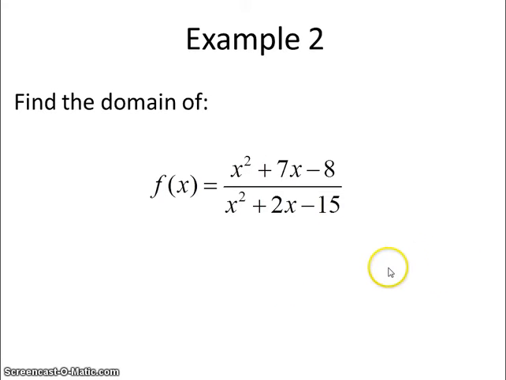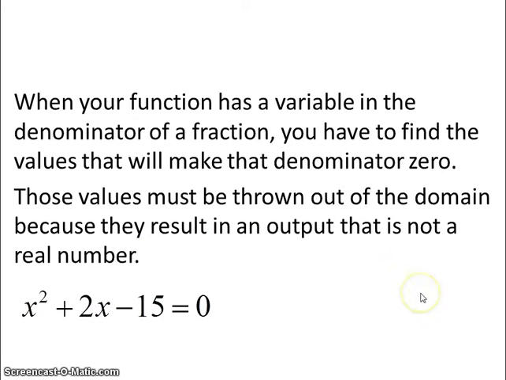We don't know what that is, so we basically need to find the values of x that will make this denominator 0. We don't care about the values of x that will make the numerator 0. That's okay. We can have 0 in the numerator of a fraction. 0 over anything is just 0, but any number over 0 is undefined. So finding the domain basically boils down to setting the denominator equal to 0 and solving for x. And once we find those numbers that make the denominator 0, we're going to be throwing them out of the domain because they result in an output that is not a real number.